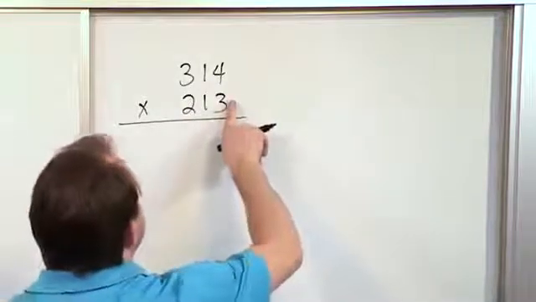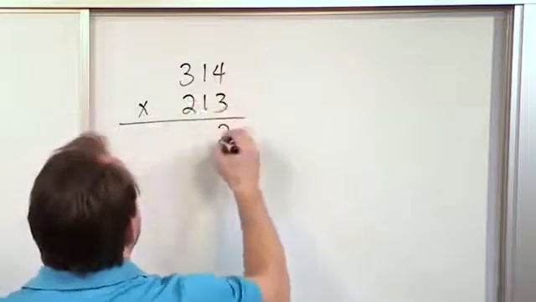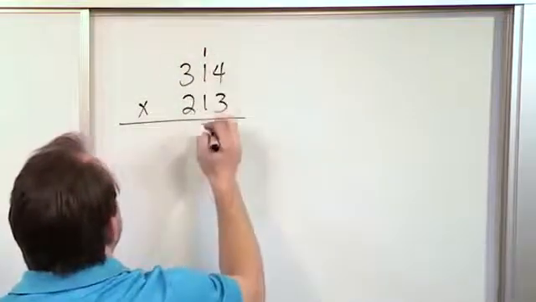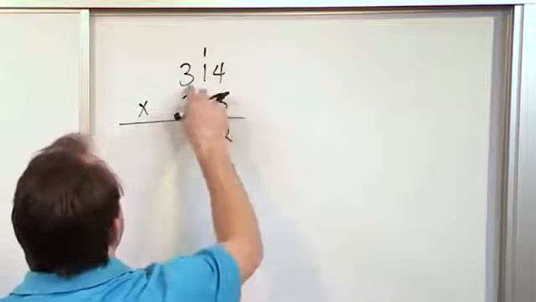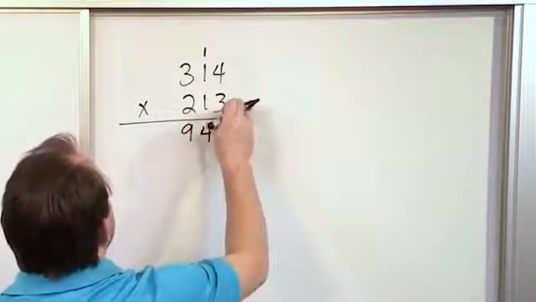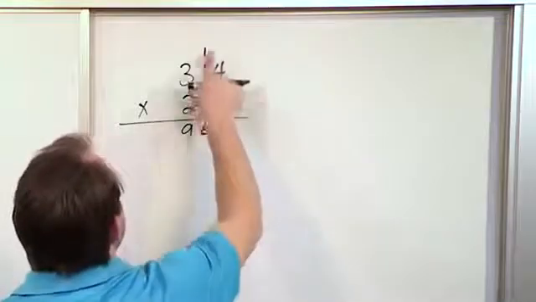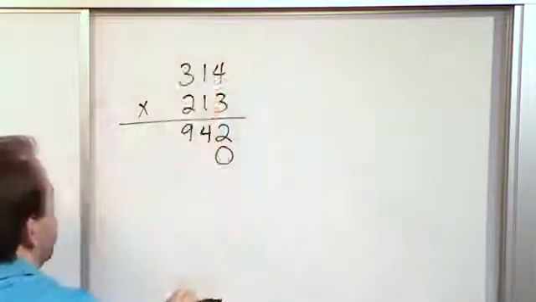So we start on the right-hand side. 3 times 4 is 12. Can't write the whole thing, so we put the 2 and carry the 1. 3 times 1 is 3, plus 1 is 4. 3 times 3 is 9. So we're done multiplying by the 3's, so we drop down and add a 0. Now we want to erase what we carried before so we don't get confused.